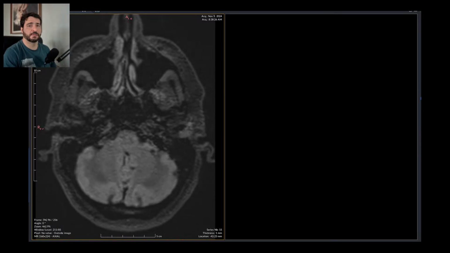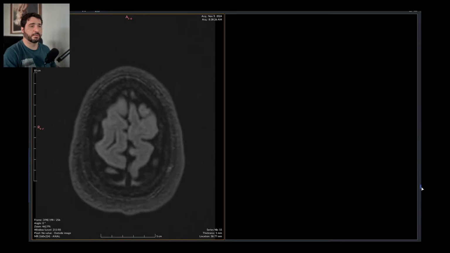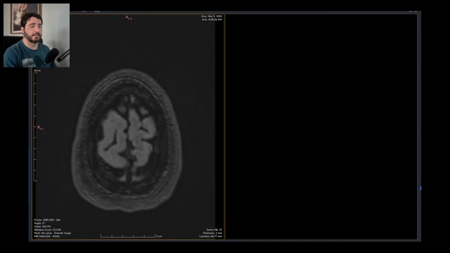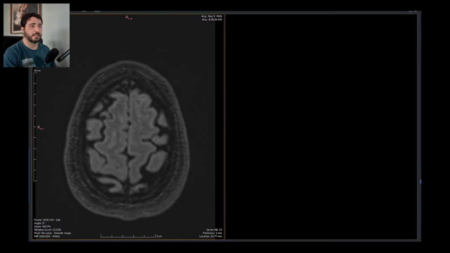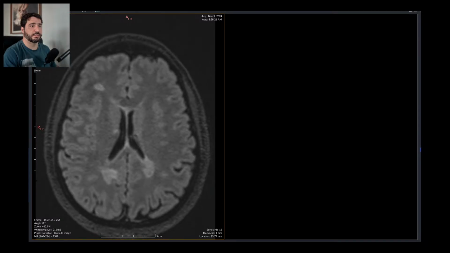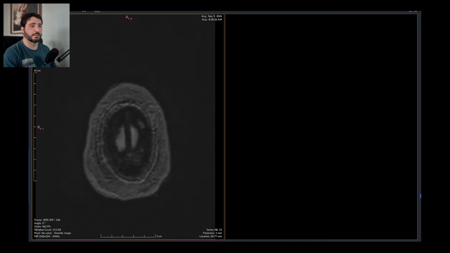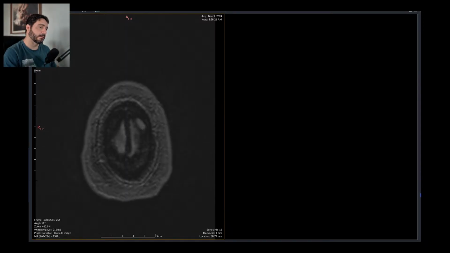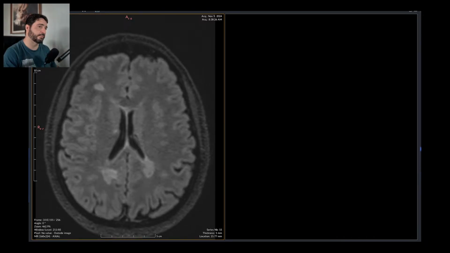I don't tend to use the term multiple sclerosis, because it's a histopathological term. It's not an imaging term. It's a pathological diagnosis, a thing you should get from a biopsy or a necropsy.